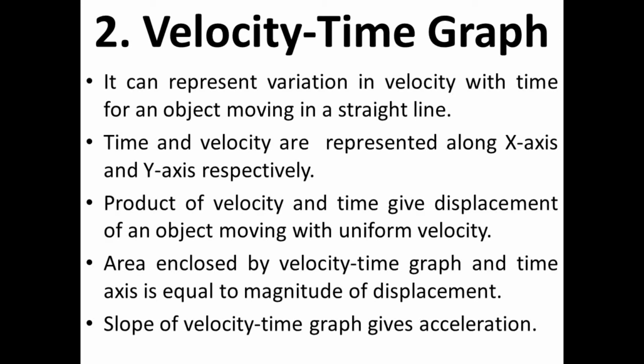The product of velocity and time give displacement of an object moving with uniform velocity. The area enclosed by the velocity time graph and the time axis is equal to the magnitude of displacement. The slope of velocity time graph gives acceleration.